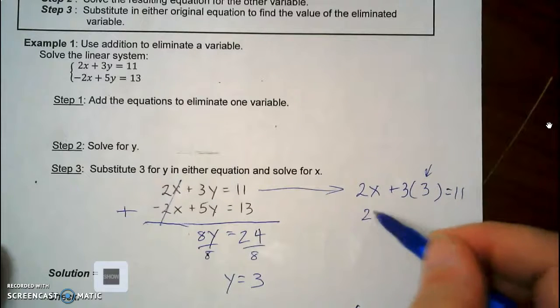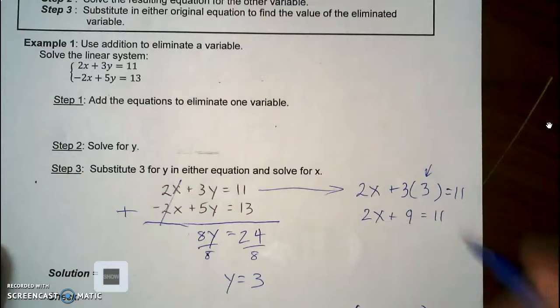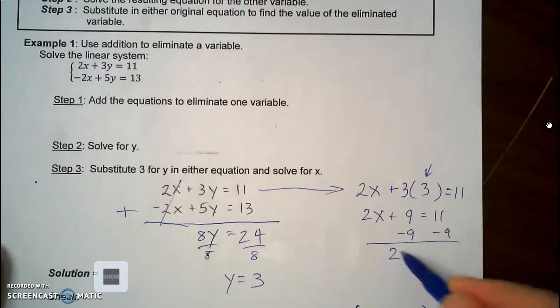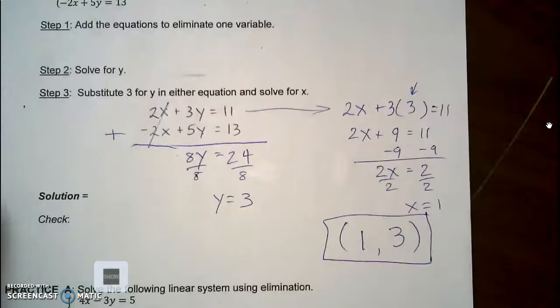So I just have to solve this. 2x plus 9 equals 11. Subtract 9 on both sides. You see why we just reviewed equations now. 2x is 2. Divide by 2. X is 1. That, everyone, is the answer. An ordered, there, you can see it now, an ordered pair.